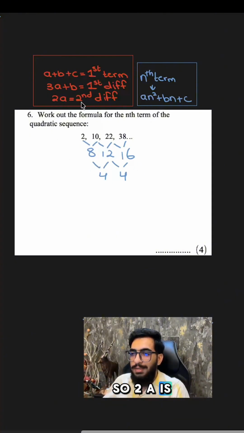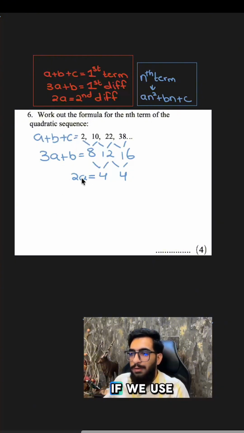So 2a is equal to the second difference. So we'll just place 2a equal to the second difference. 3a plus b equals the first difference, so 3a plus b equals 8. And then a plus b plus c equals the first term, which is 2.